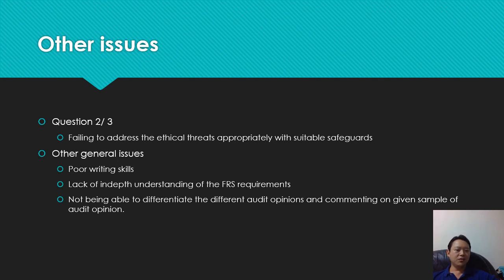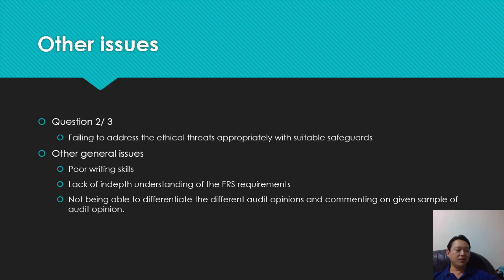Now, general issues, and I think this applies right across questions 1, 2, and 3, is the lack of in-depth understanding of the FRS requirements. You can't pass the exams without knowing your FRS. Obvious ones that have been highlighted by the examiner would be revenue and leases. You need to revise these as thoroughly as you can.